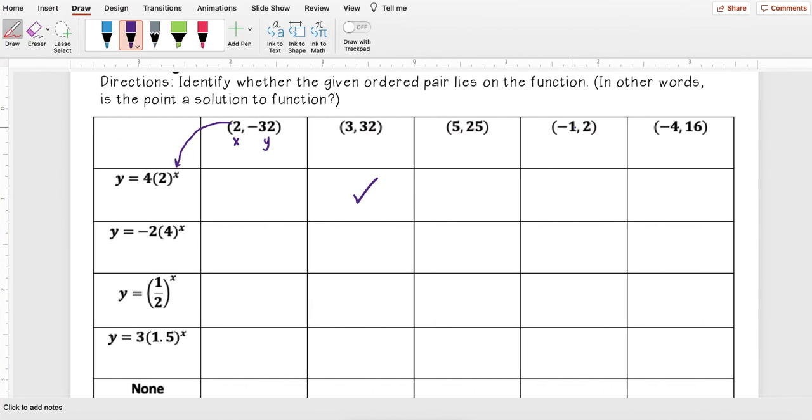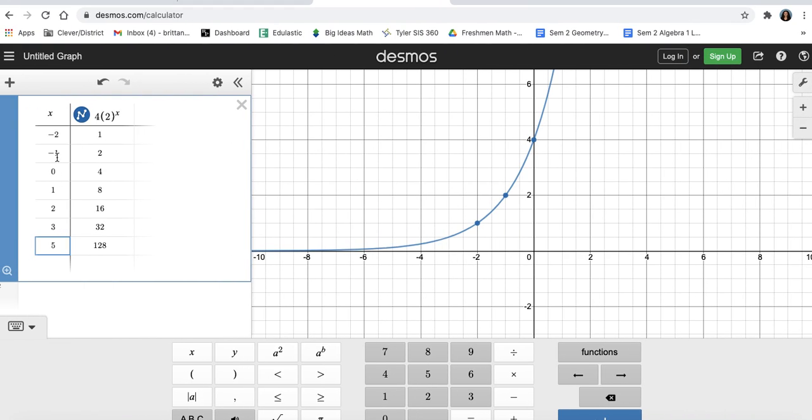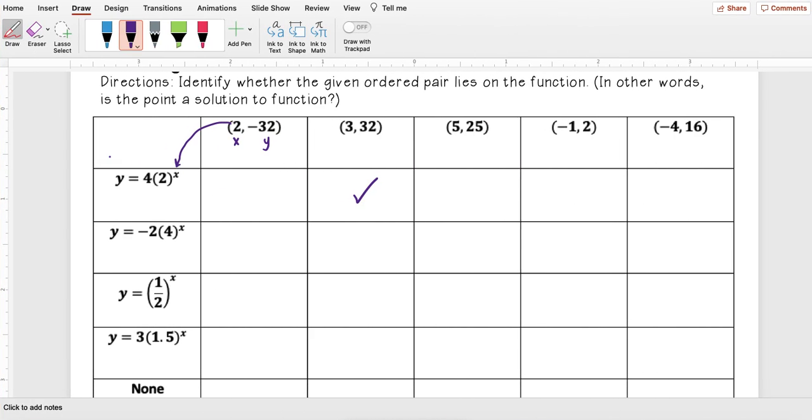My next point is negative 1, 2. So going back here, I'm going to put negative 1 on my x. And I do see that my y is 2. So negative 1, 2 is on there. I can put a check mark there as that is on there.